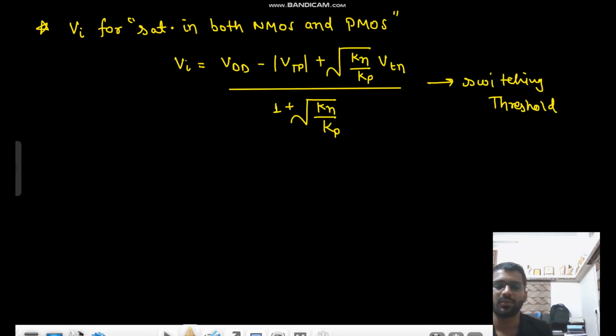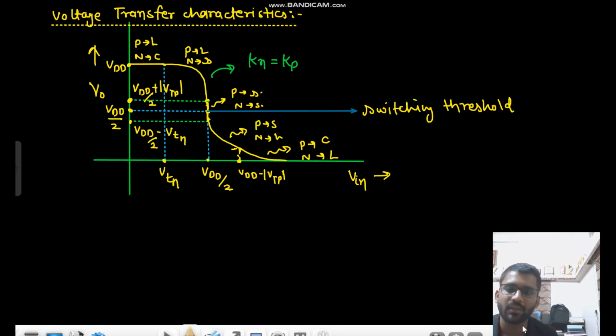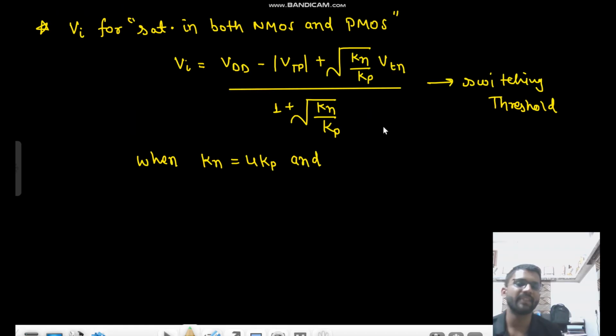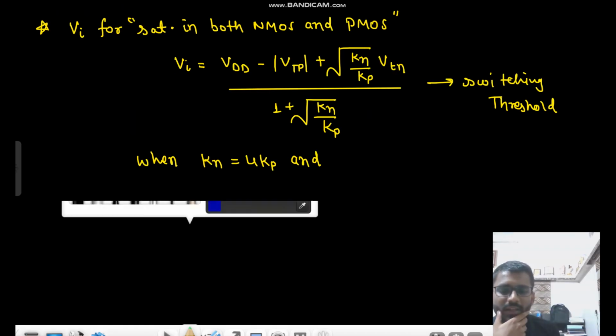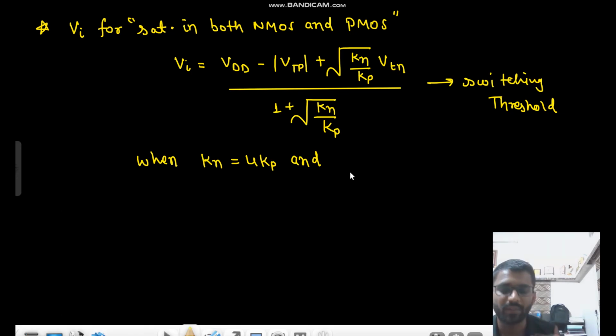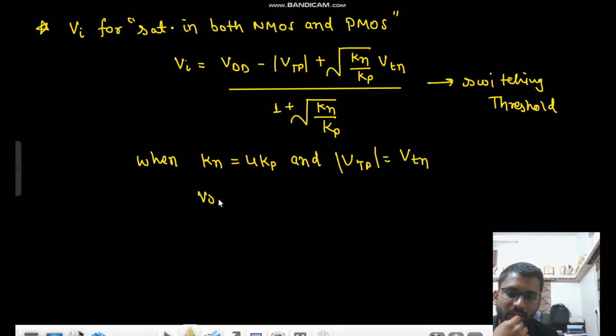Okay. So when Kn is 4 times of Kp, for the earlier curve we have seen Kn is equal to Kp, and one more assumption we have made is that your Vtn is equal to mod of Vtp. So we take Vtn equal to mod of Vtp, and when Kn is 4 times of Kp and Vtp is equal to Vtn, then what will be your V in?